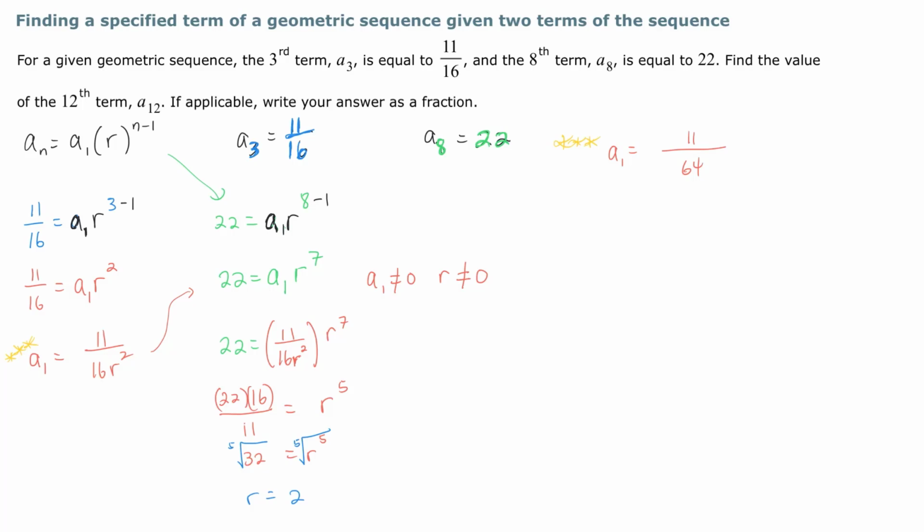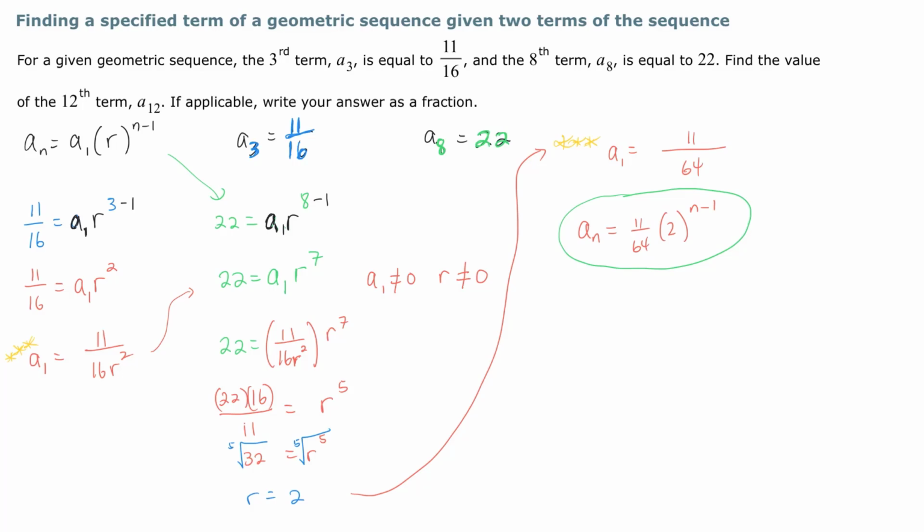We need to find the value of the 12th term. Well, we're not quite there yet. I'm going to write the new geometric sequence: a sub n is now equal to 11/64 times r, r is 2, raised to the n minus 1. And that is really, really key. Even though this is not the final answer, we need this in order to find the 12th term.